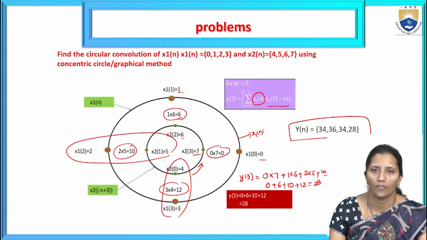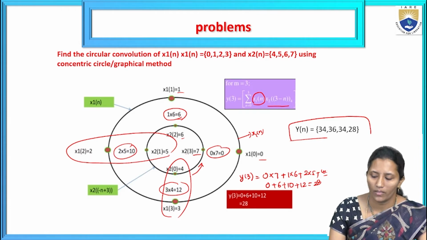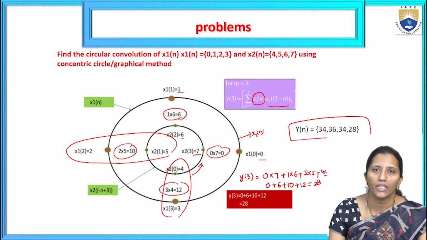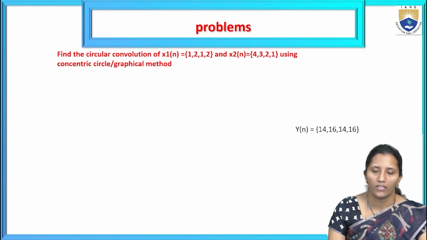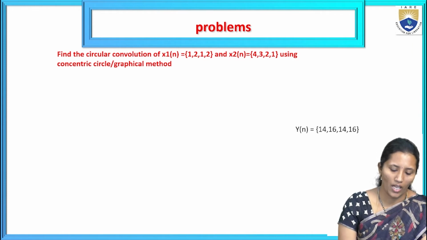Here we have 4 samples, because the circular convolution length is equal to the maximum of L comma N. So this is the procedure to find the circular convolution using the concentric circle method. Now I will tell the next problem, how to draw the circles and how to plot the sample values.